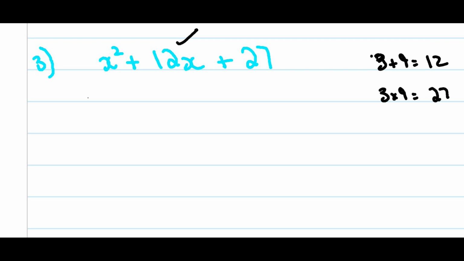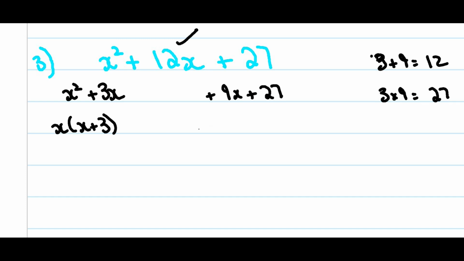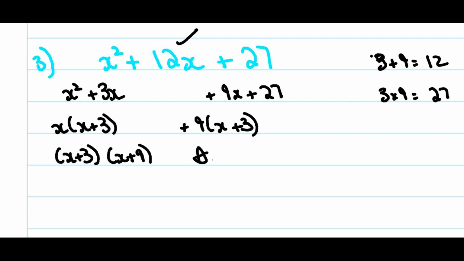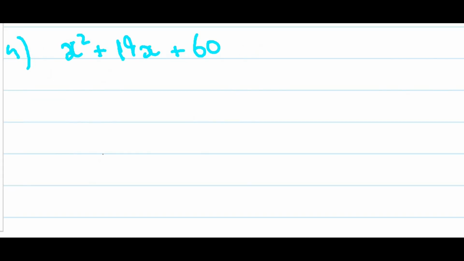Therefore instead of writing 12x, you would be writing x squared plus 3x plus 9x plus 27. Now in the first term you will take x as common and you will get x plus 3, and in the second term you will take 9 as common, you will once again get x plus 3. Since x plus 3 is common, the remainder would be x plus 9, and hence you have solved your question. Moving on to question 4.